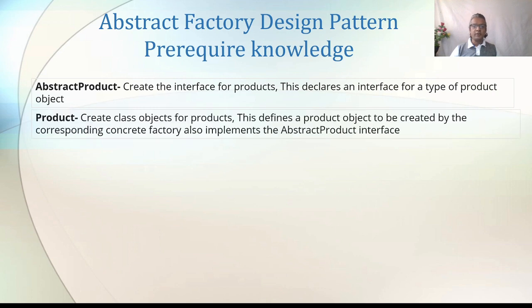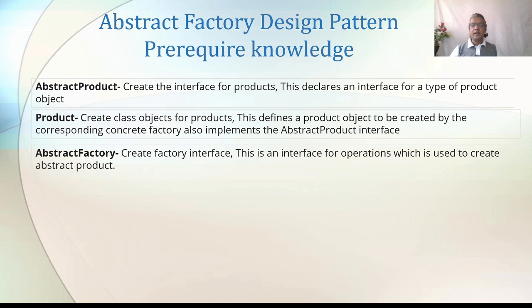Next step, the products. That means concrete classes for the abstract product. Create the class objects for products. This defines a product object to be created by a corresponding concrete factory, and also implements the abstract product interface. That means the abstract product is an interface where we define some functionality, some functions, some properties that will be implemented in the concrete classes.